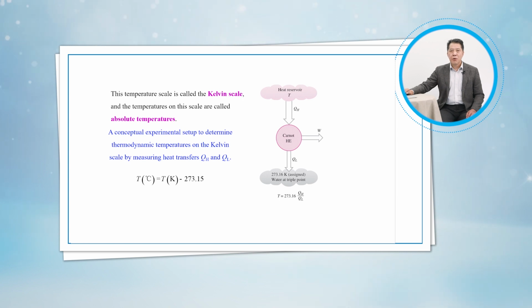possible, nor is it practical, to actually operate such an engine to determine numerical values on the absolute temperature scale. Absolute temperatures can be measured accurately by other means, such as the constant-volume ideal-gas thermometer together with extrapolation techniques.